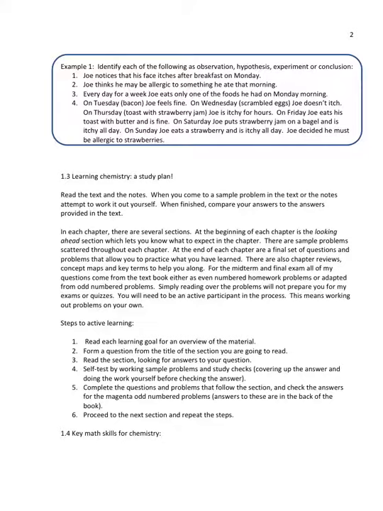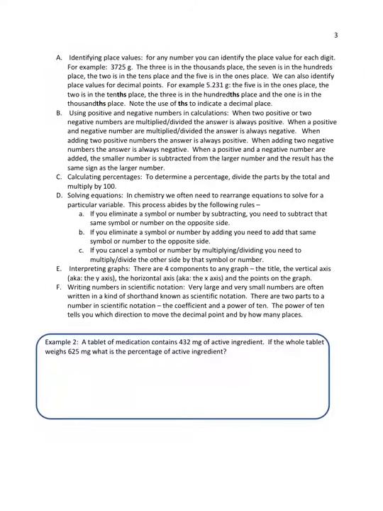Now let's talk about some important math skills for chemistry. Chemistry is a lot of math, okay? And there are some important skills. Number 1, identifying place values. For any number, you can identify the place values for each digit. For example, 3,725 grams.